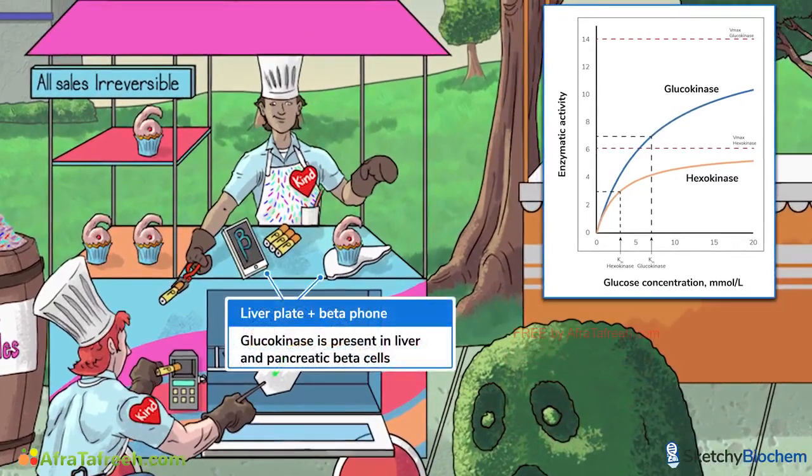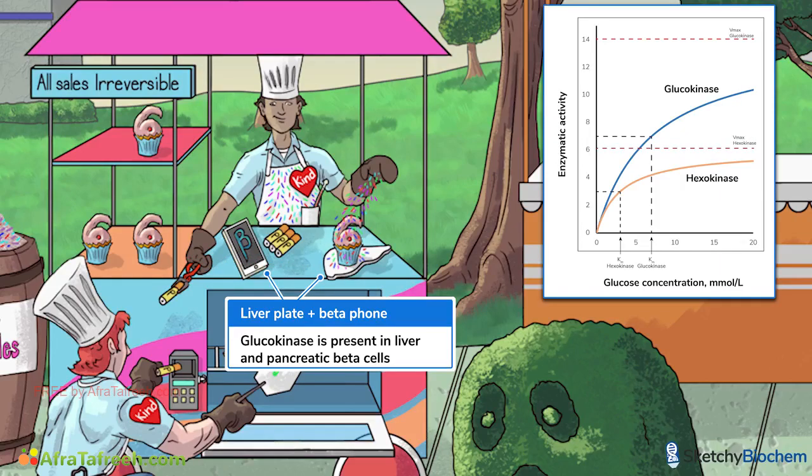In contrast, glucokinase differs from hexokinase in several ways. 1, it's present in the liver and pancreatic beta cells. 2, it serves as a glucose sensor. And 3, it has a low affinity for glucose, a high Km, and a high capacity to sequester glucose inside the liver when glucose concentrations are high, or a high Vmax.